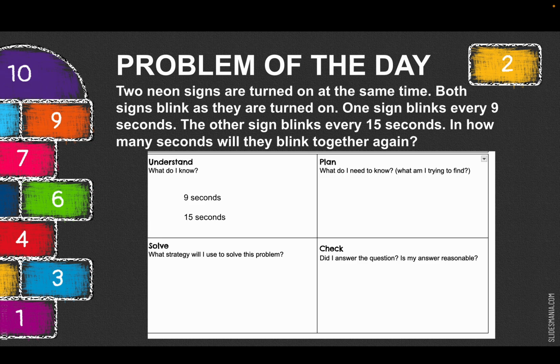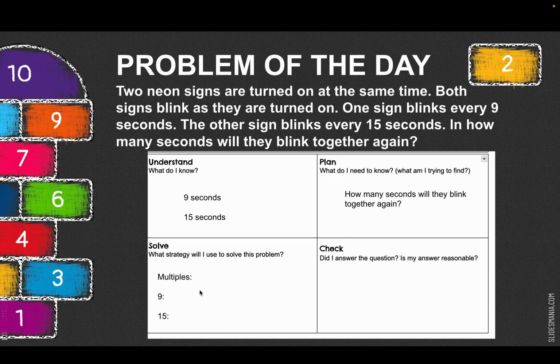Well, what do I know? I know that one sign blinks every 9 seconds and one sign blinks every 15 seconds. What's our plan? What do I need to know? Well, I'm trying to find out how many seconds will they blink together again. So if they blink together now, how many seconds from there will they blink together again? What strategy will I use to solve this problem?